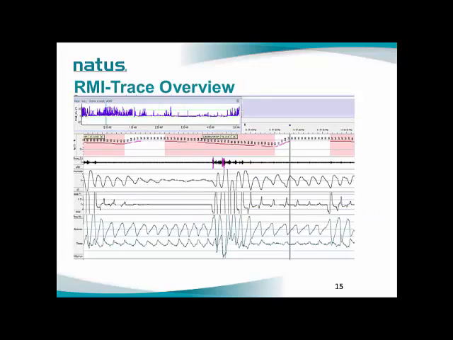In this slide, on the top, we have an overview of the RMI trace. The view shows that the RMI index is very high during the first part of the study, which indicates severe obstructive sleep apnea syndrome, while it becomes lower till the end of the second part of the study, except in particular locations that can be related to REM sleep or supine position.